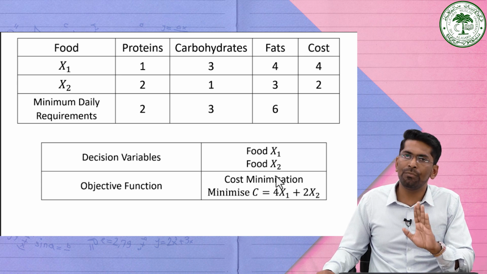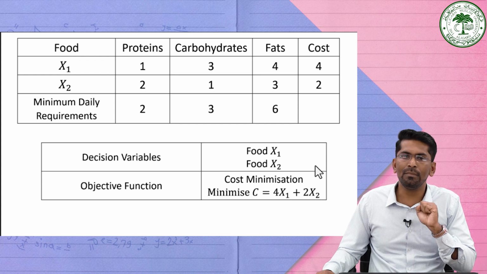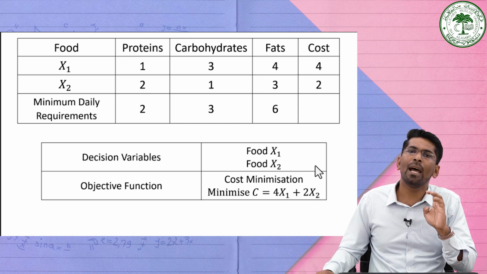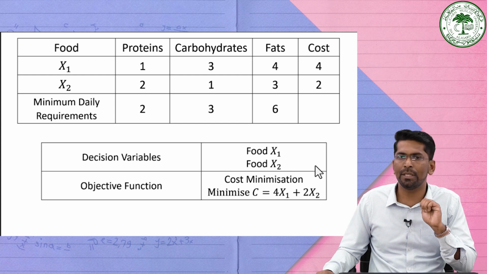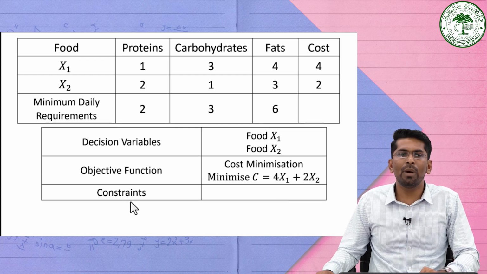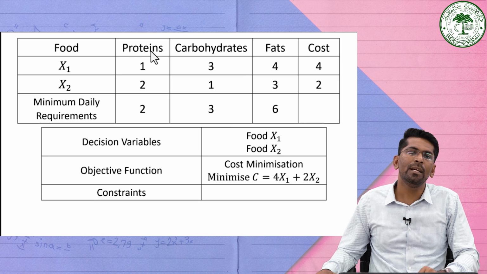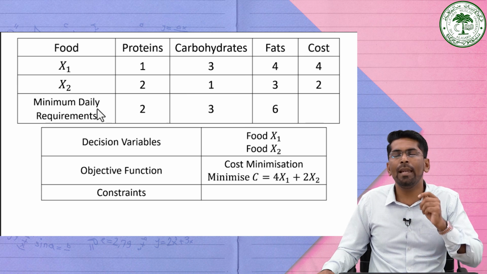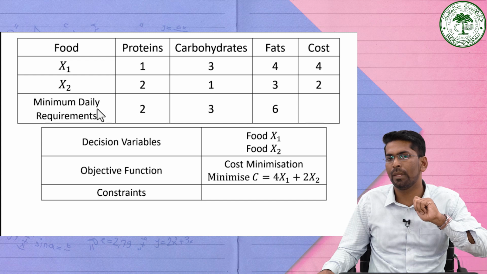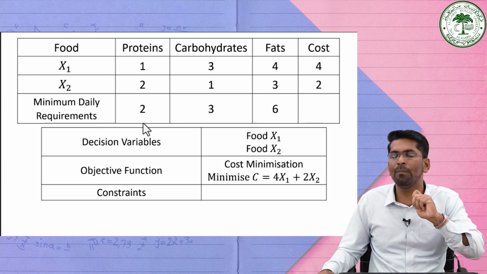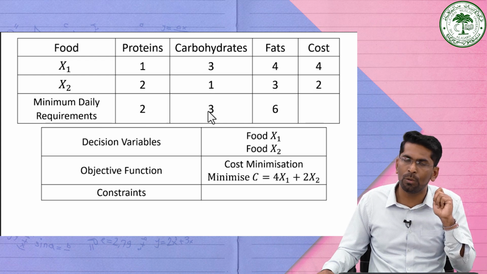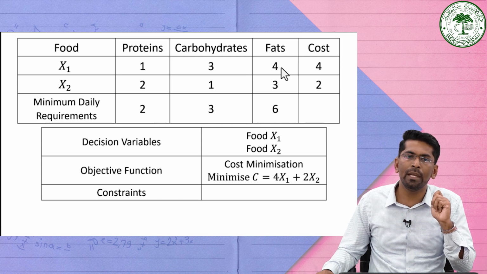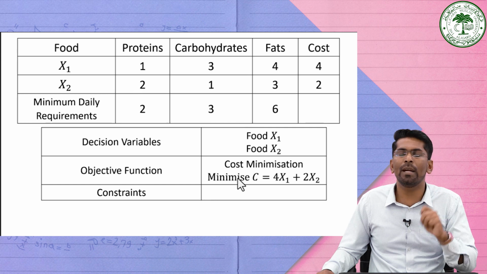Now after specifying our objective function, the next thing is that we have certain limitations or restrictions given in the problem. So the next step is to find the various constraints. The constraints are given in the form of protein, carbohydrate and fat, which are the minimum daily requirements for a poor patient: protein 2, carbohydrate 3 and fat 6, by consuming X1 and X2.